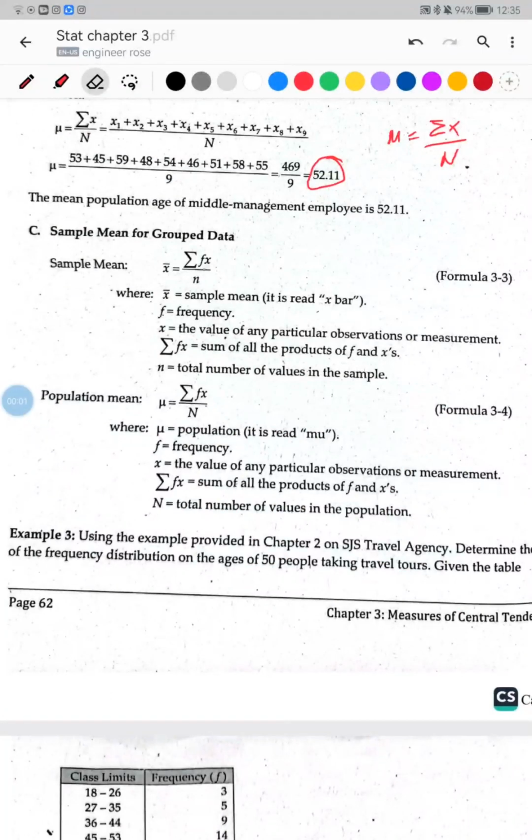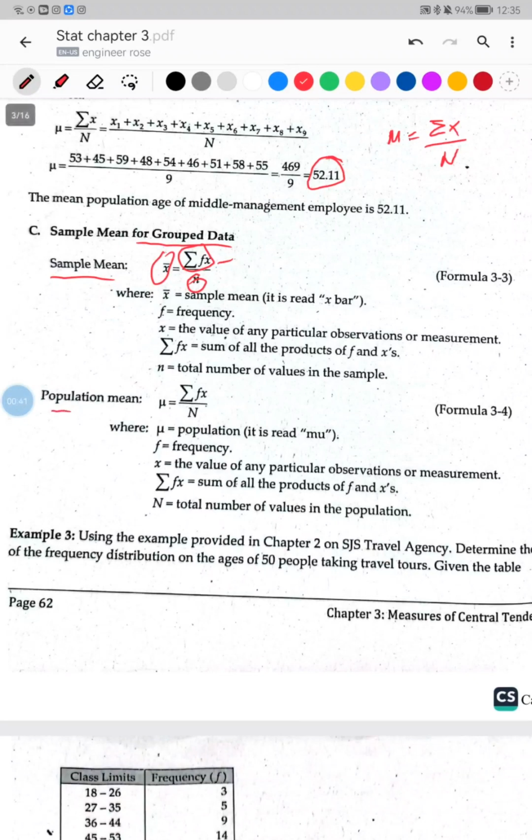Next is the sample mean for grouped data. Earlier was ungrouped data; now it is grouped data for the sample mean. So, x bar equals the summation of fx, meaning given a frequency f, and x, the value of any particular observation. It is the sum of all the products of f and x, over n, which is the total number of values in the sample. So, that is the sample mean for grouped data.